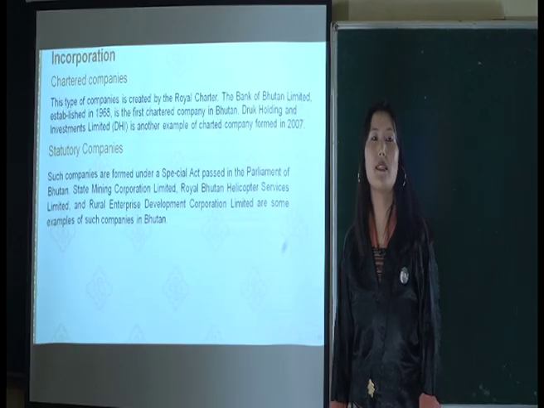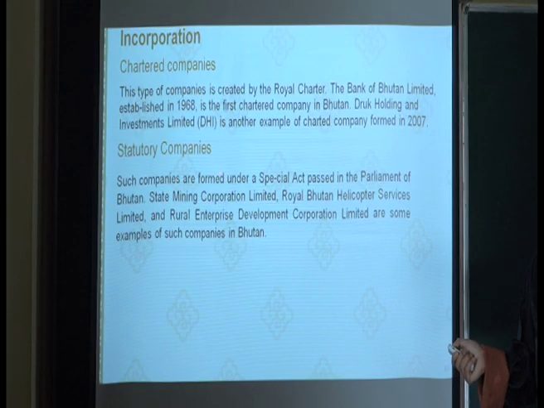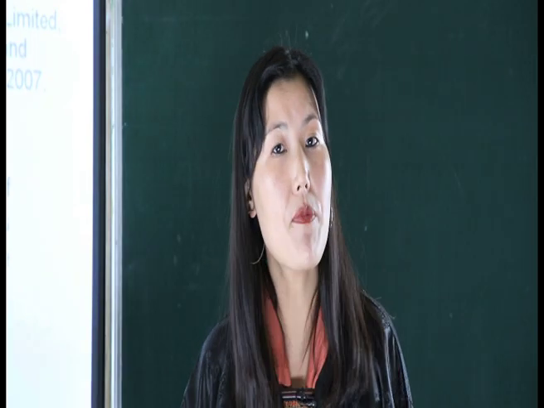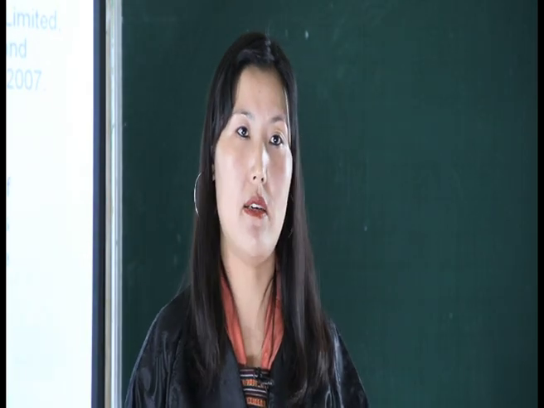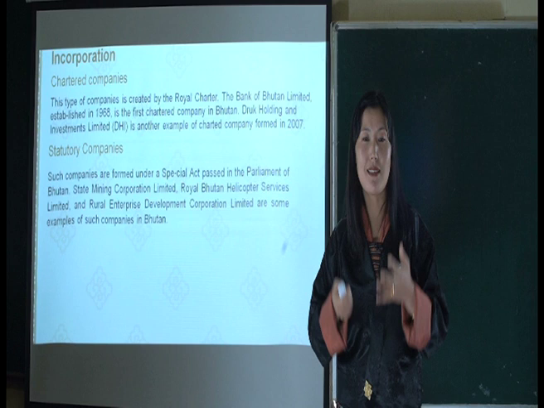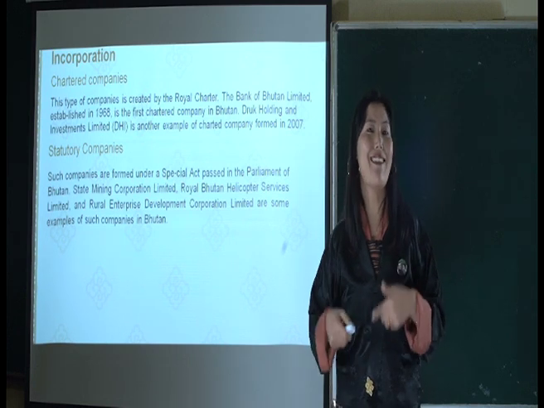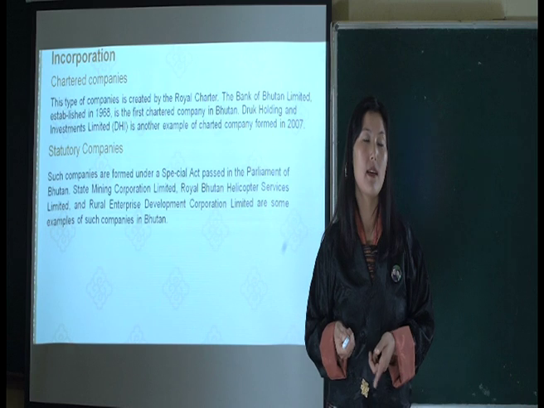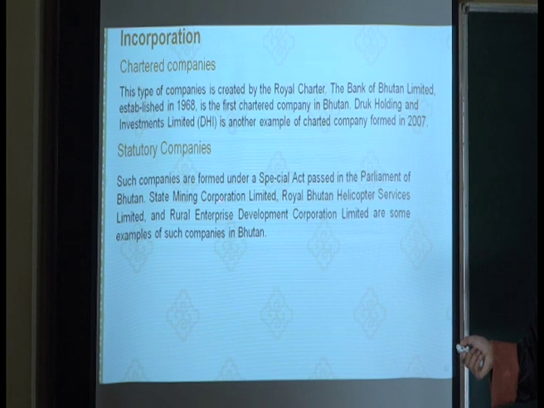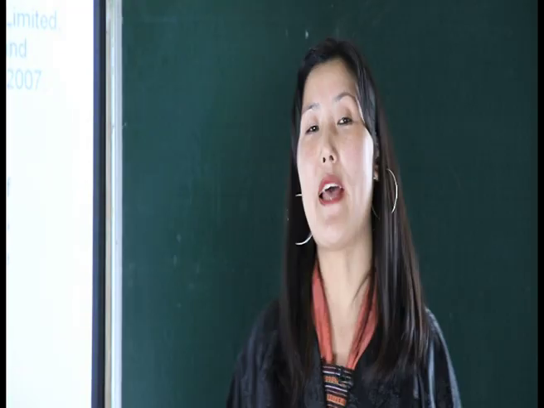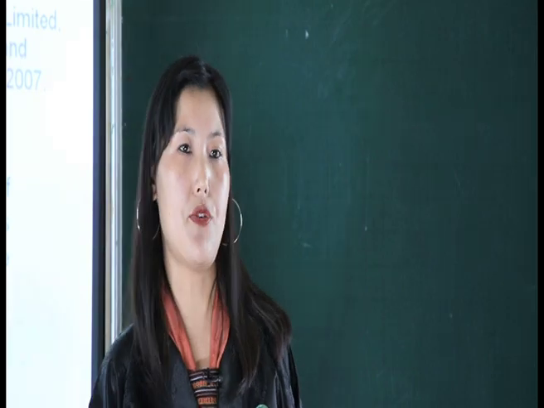Okay, next one is statutory companies. Now, statutory companies are formed under special act passed in the Parliament of Bhutan. These type of companies are formed with the act passed by the Parliament, by the government. If the Parliament pass any act on forming of a company, then that type of company is known as statutory companies. Example, we have State Mining Corporation Limited, Royal Bhutan Helicopter Services Limited, Rural Enterprise Development Corporation Limited are some of the examples that are operating in our country.